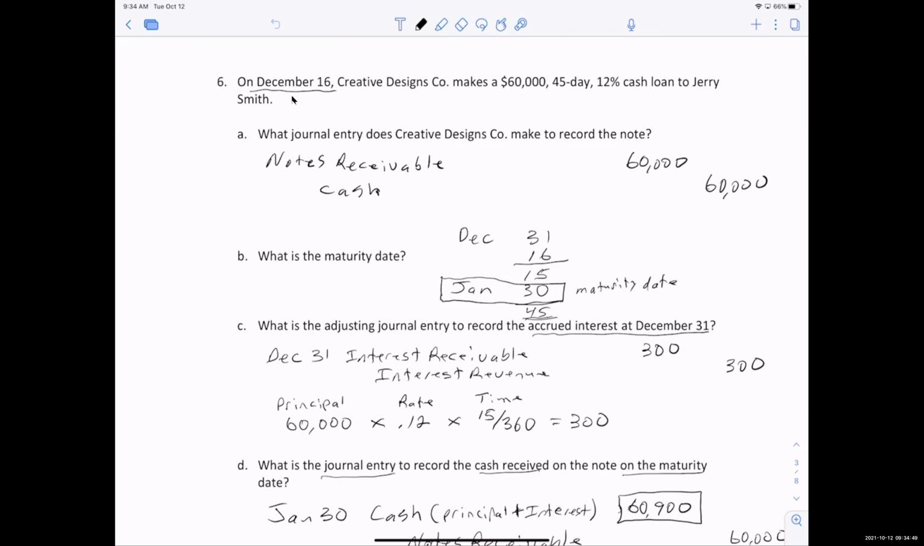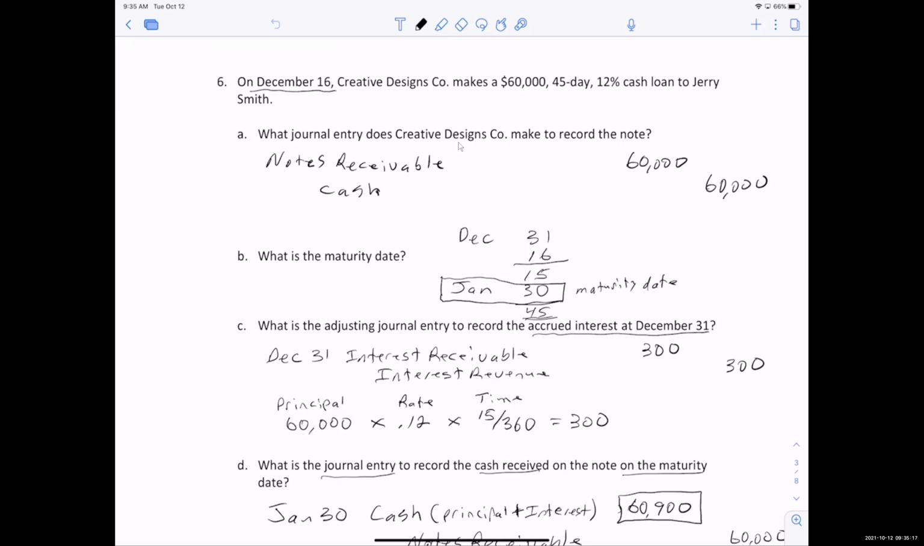Okay. Now, what's happening is that in 45 days, Jerry's going to give us not only the 60,000, but interest at 12% for the 45 days. That's what that's all about. Don't worry about the 45 days or the percent right now. Let's just record the note. We gave Jerry a loan for 60,000, and we made him sign a note for it.